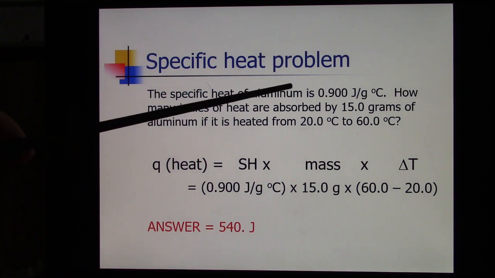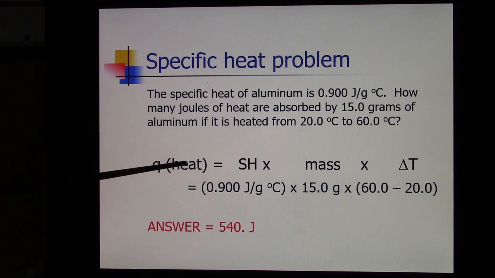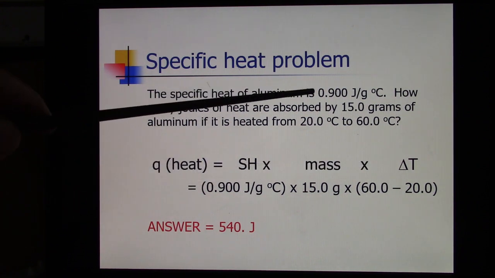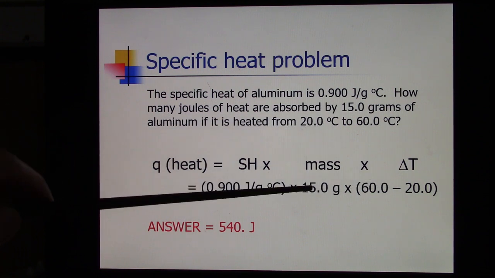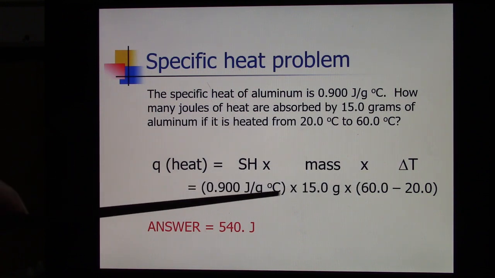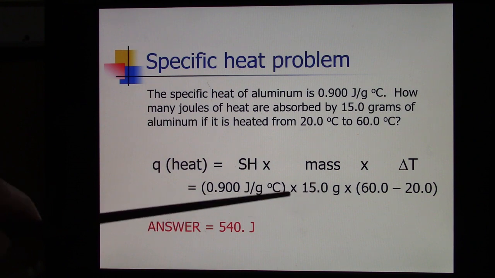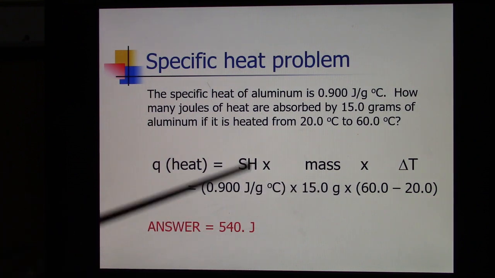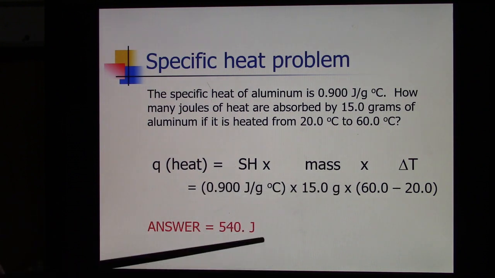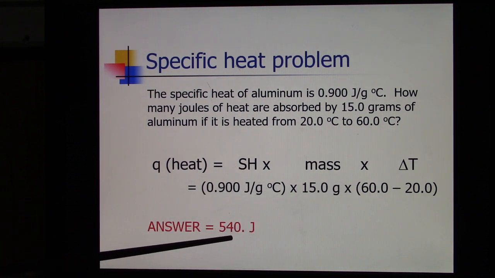You just take the numbers, write the specific heat formula, and plug the numbers in. Do the math. Make sure the units are the same, so grams cancel out and degrees C cancel out. The answer is 540 joules. All the numbers have 3 significant digits, so the answer should have 3 significant digits. That's why I put a decimal there. Pay attention to significant figures.